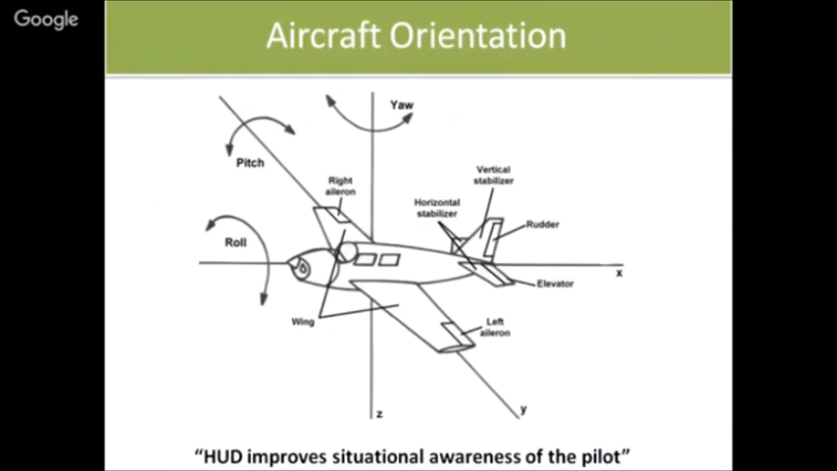Now, as far as any aircraft is concerned, there are basically three movements of an aircraft vis-a-vis the three axes. The movement along the x-axis is called the roll. This movement is called the roll of the aircraft. Now there is this movement. This movement is called the pitch. And then this movement. This is called the yaw.